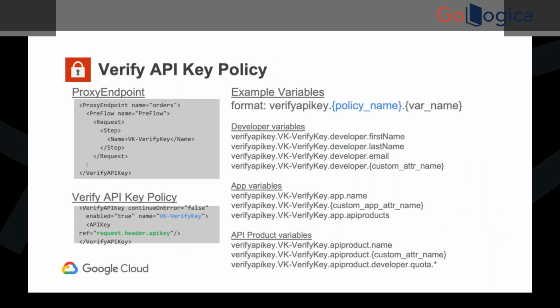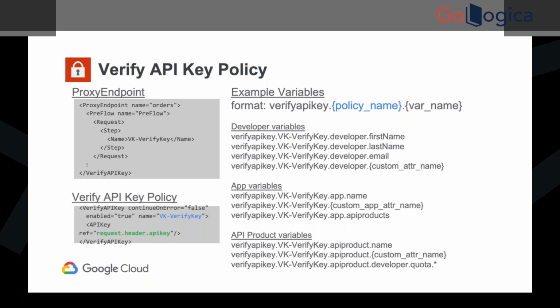So this is the verify API key policy. Usually this API key will be sent by the consumer as a header. Here, for example, it will come in the request header. Usually we apply this policy in the pre-flow. In the policy, you have to mention where you are going to read the API key, for example, request.header.apikey. So APG will try to read a header, and the name of the header will be apikey.